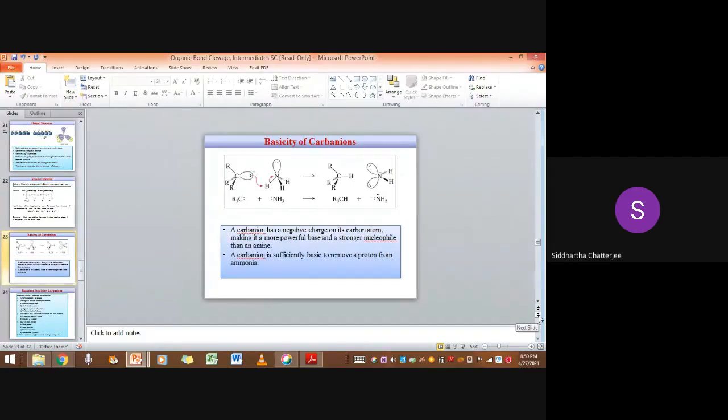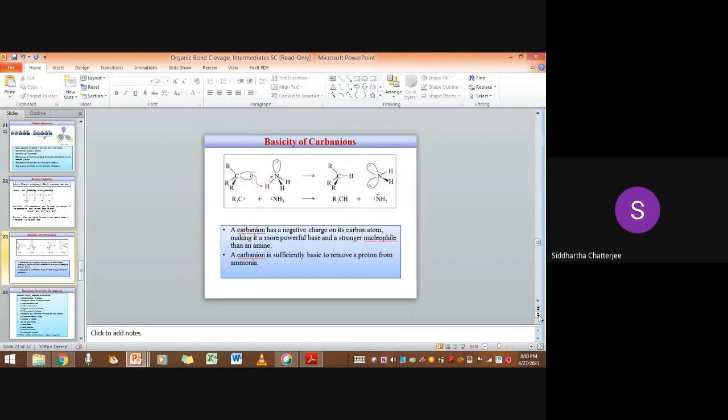Then you understand the basicity of carbon anion. Why basicity of the carbon anion? It is understandable, because the carbon anion is already electron enriched, so it acts as a strong nucleophile. Even ammonia is also a base, a weak alkali, because it has an extra lone pair of electrons. But you just see here, the carbon anion abstracts the proton from ammonia, forming R3CH, and then you are finding NH2.